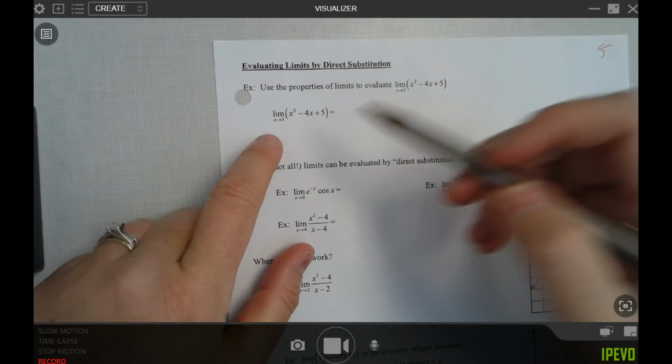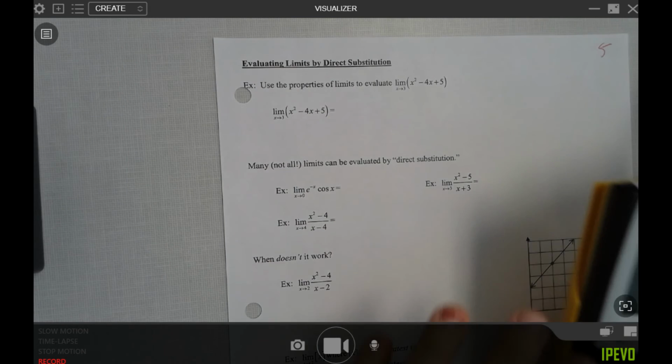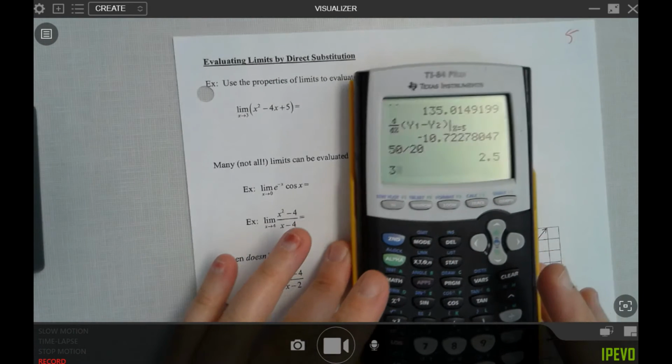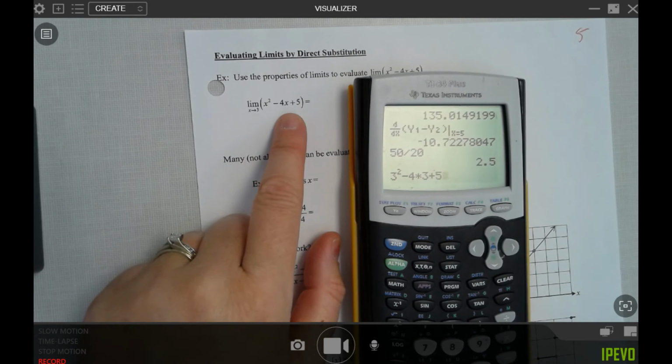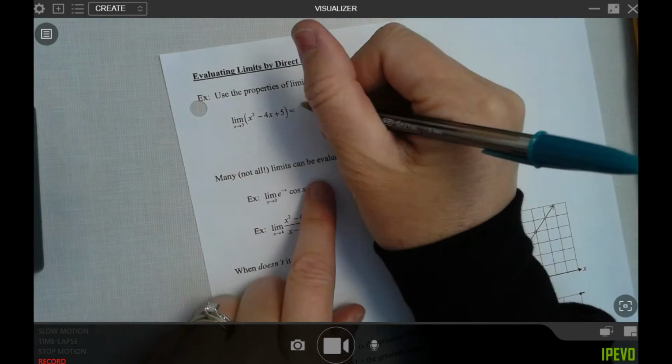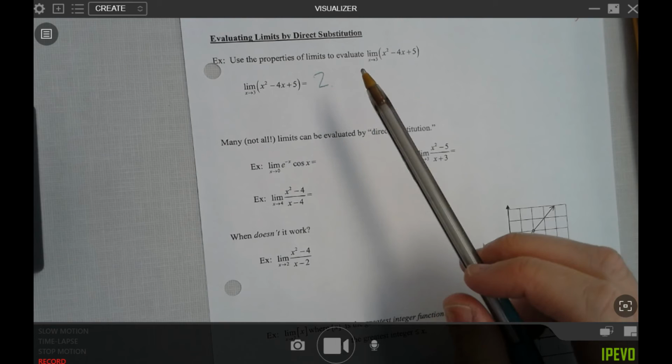So with properties here, a lot of times you can just plug in the value right there to see what you get out. So what I'm saying is you're going to do 3 squared minus 4 times 3 plus 5. So our limit is 2. But sometimes you can't just do direct substitution.